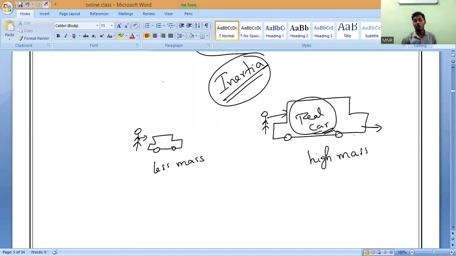Suppose Reddy is running and I am trying to stop him, but still he keeps moving. Suppose his mass is very heavy and he is very physically fit, then my force will never stop him. Yes or no, guys? So why am I unable to stop Reddy? Because he is very physically strong and has more mass.